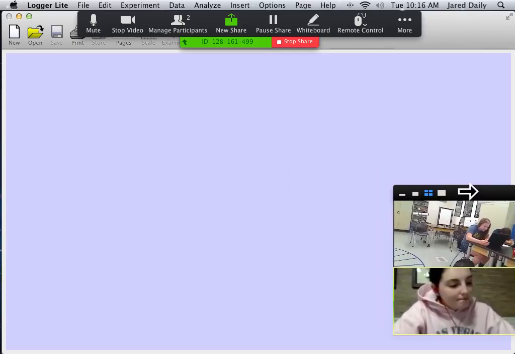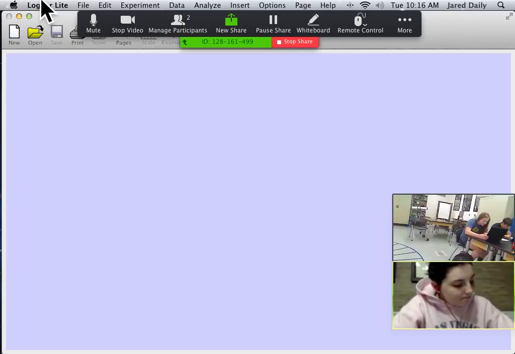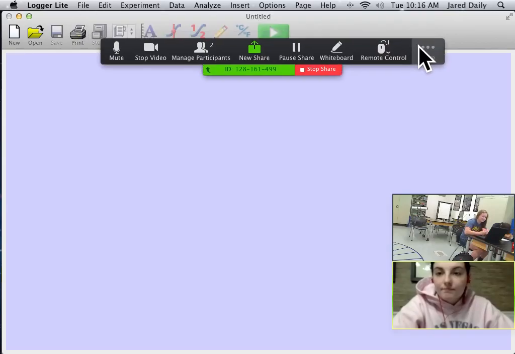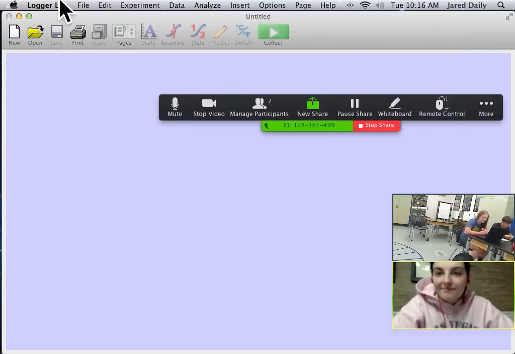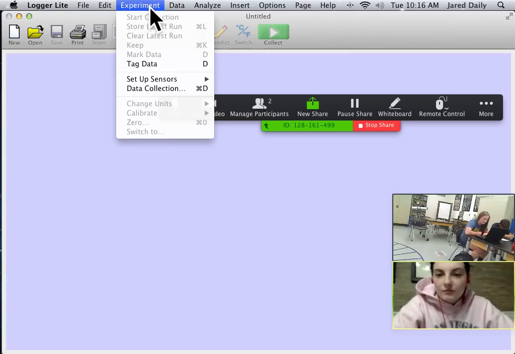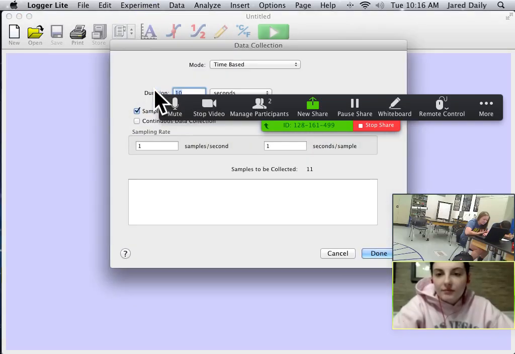So okay, sorry. So here is Logger Lite. Why is it not doing anything? Because I don't have anything connected. I've got too many bars up here. I need to move these bars around. Here we go. Okay, so if we come up here to experiment, and you go to data collection. I can't see it.